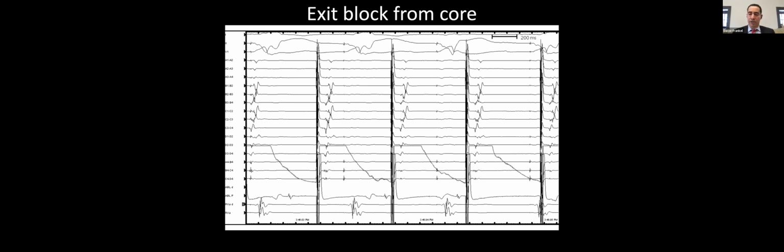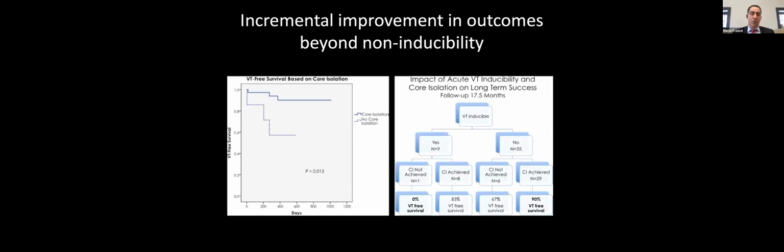It's a physiologic endpoint. You didn't just put red dots on the red substrate, you actually achieve something that you can document and test. And in our experience, when core isolation is achieved, it improves outcomes compared to when core isolation can't be achieved. Specifically, I want to focus your attention on this group: even among patients who you achieve non-inducibility, if you can achieve the secondary endpoint of isolating the core, the VT-free survival is 90%, whereas if you achieve non-inducibility but can't isolate the core, the long-term VT-free survival is only 67%. So again, meeting that demand for an endpoint beyond non-inducibility can really be more of a guarantee of success.